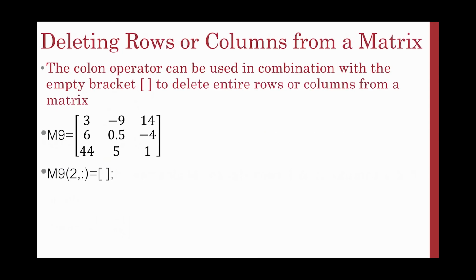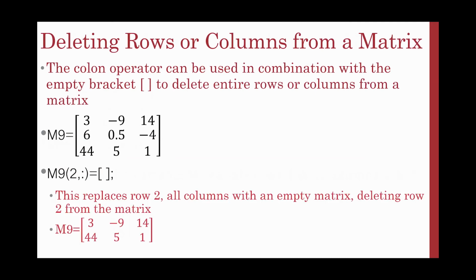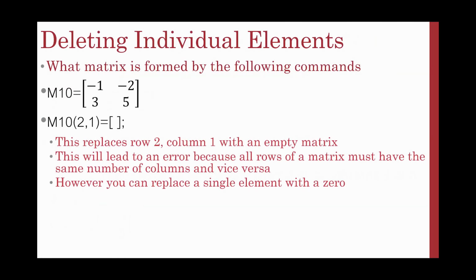You can delete rows and columns from a matrix, just like we could delete elements from a vector using empty square brackets. So if you wanted to delete the entire second row, you can say M9 of 2, colon equals square brackets. That's going to take the entire second row because it's going to delete all columns in row 2. M9 would be left with 3, minus 9, 14, 44, 5, 1.